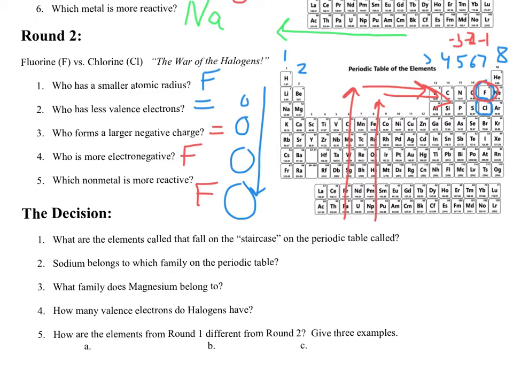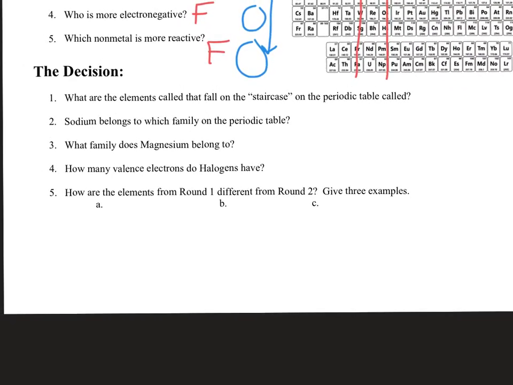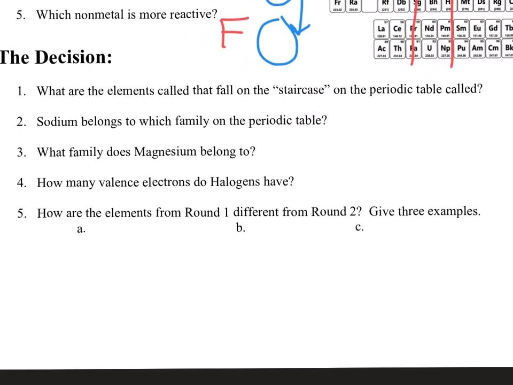All right, let's cruise on up to the next part, decision. It has some questions for us. Let me make that a little bit bigger so we can write. Number 1 says, what are the elements called that fall on the staircase of the periodic table?